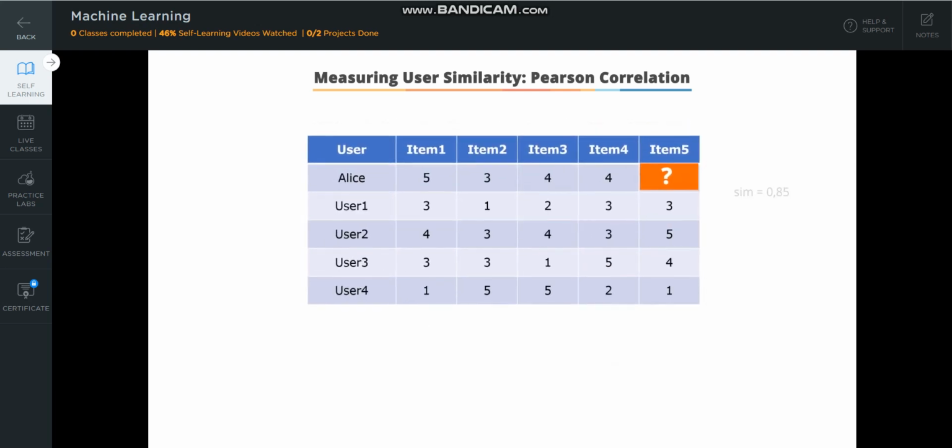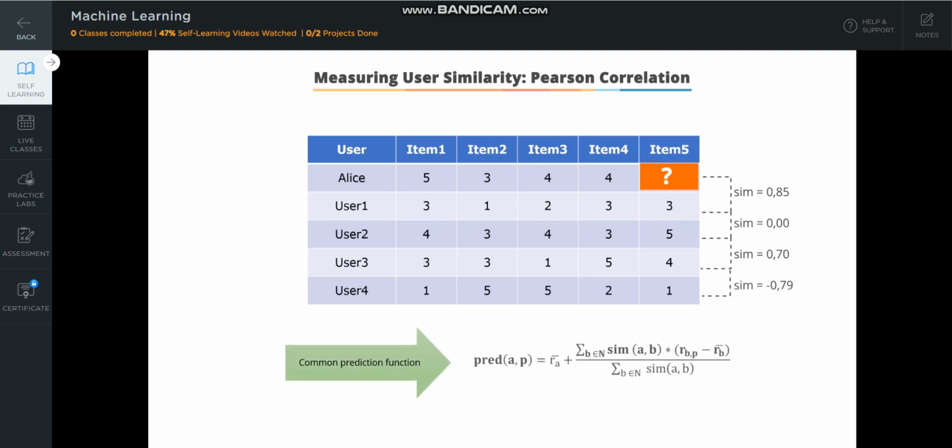Now you have the similarity between different users for a specific item. Use these similarity values in making predictions. So a common prediction function is given on the screen. Here, sim(A,B) is the similarity value obtained for users A and B. r_BP is the rating of user B for item P.